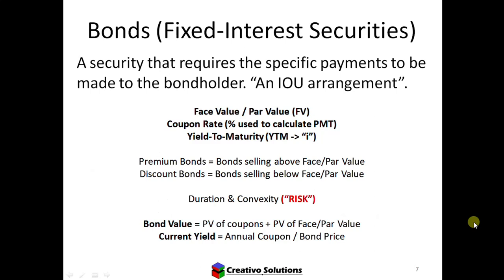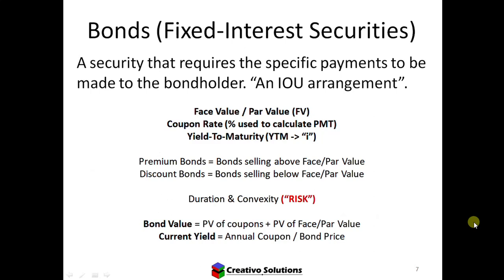So when we're looking at time value of money, there's something called a face value or a par value, which refers to the FV in the actual time value of money calculation, which will take place at the end of the life of the bond. You also get a coupon rate, which is a percentage that's used to calculate the payment, or the PMT, in a bond time value of money calculation. And then you also have a yield to maturity, or I. That yield to maturity represents the interest rate that is applicable in that time value of money calculation.